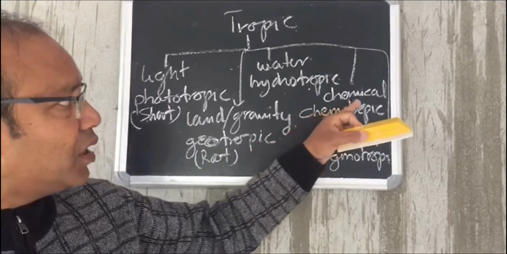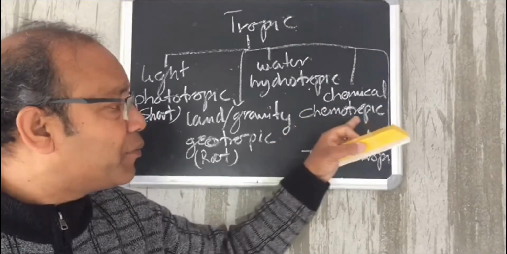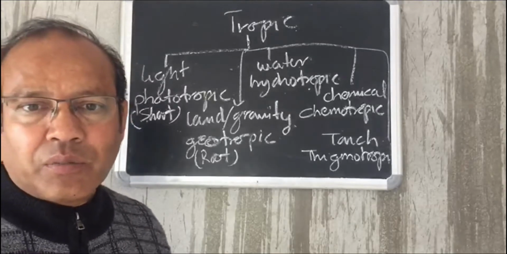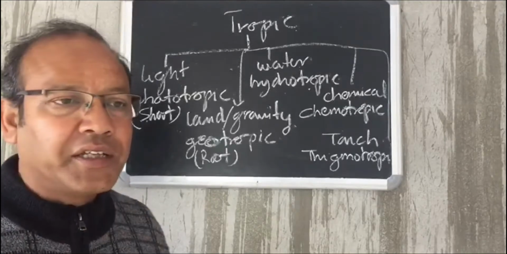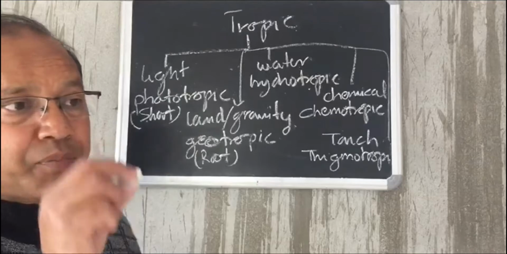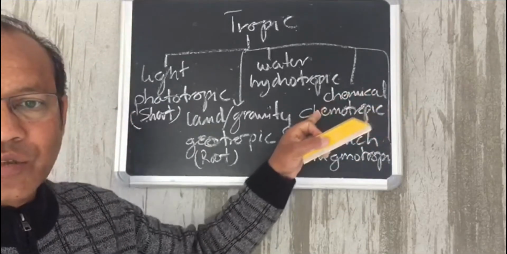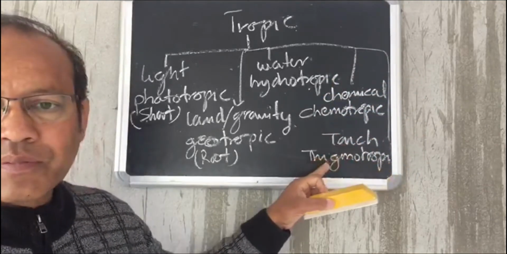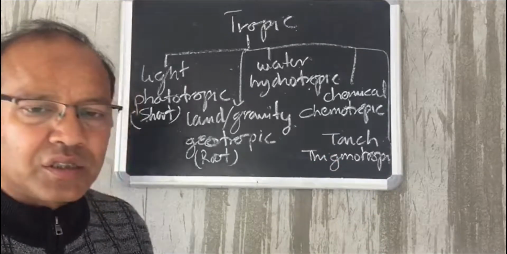Whereas, when the stimulus is chemical, it is called chemotropic movement, and in this we can talk about the pollen tube of the pollen grain, the pollen tube which carries the male gamete into the ovule. That pollen tube is guided by the chemical that is present there, and it is called chemotropic movement. And in touch, thigmotropism, we can talk about the roots that hold the soil.